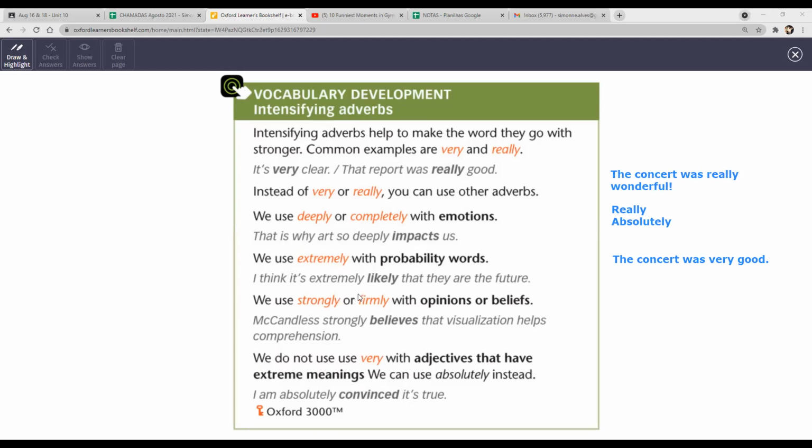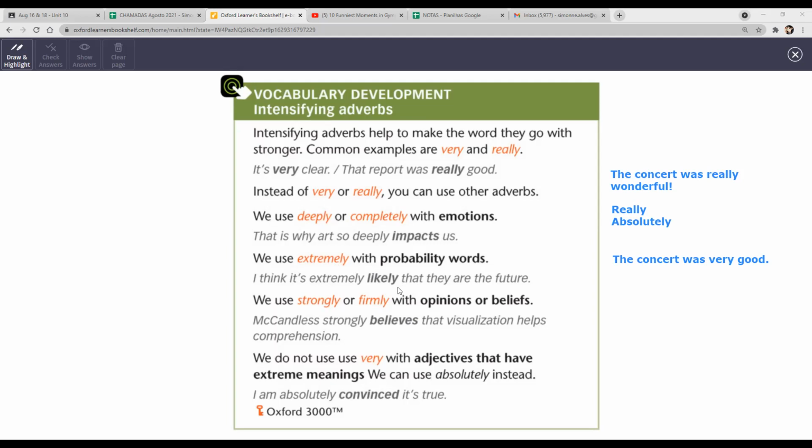So let's say we use extremely with probability words. Can you read the example, please, José Guilherme? I think it's extremely likely that they are the future. Thank you. Look at this, how interesting. Likely is a probability word, something that is probable. So extremely likely. We never say deeply likely. No, that doesn't collocate. Or completely likely. No, that doesn't collocate either. We are going to use extremely likely.